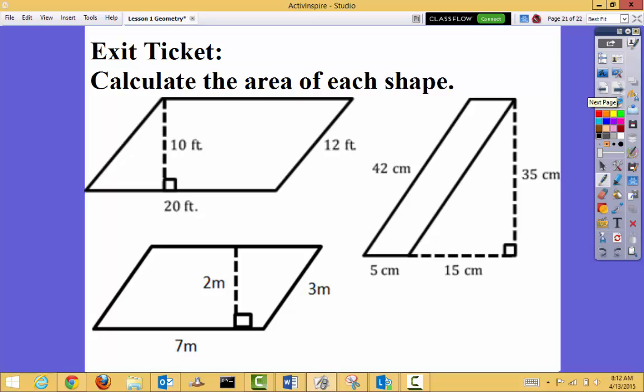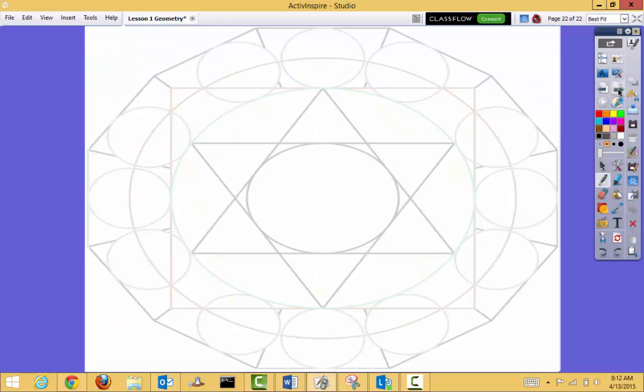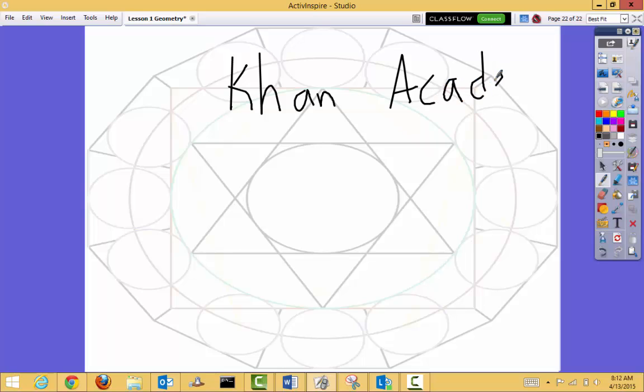Alright, here is your exit ticket. Calculate the area of each shape. Here is shape A, shape B, and shape C. Alright, when you are done, I want you to go on Khan Academy. You're going to do just one lesson. When you're done with that one lesson, you can play math games. Alright, good luck.